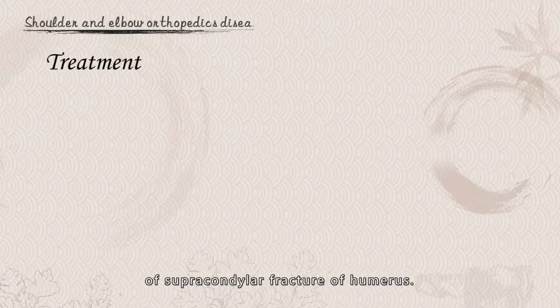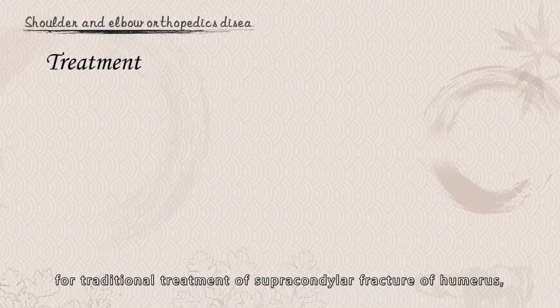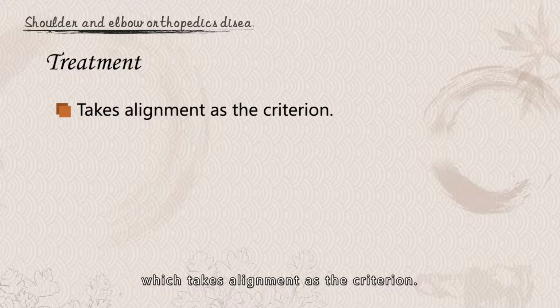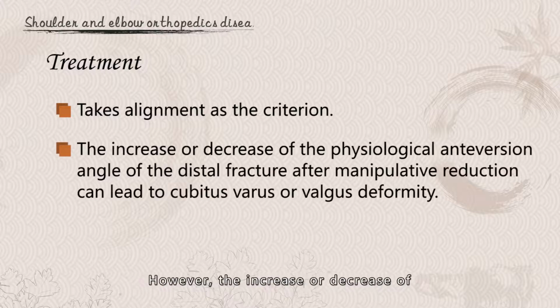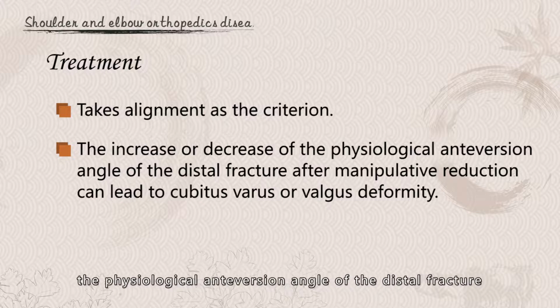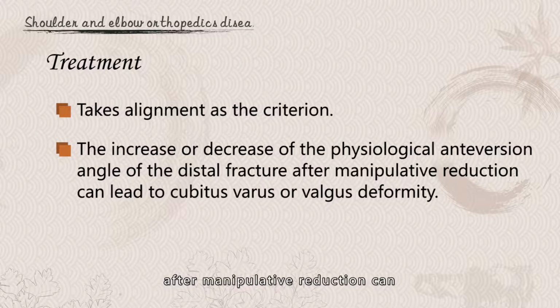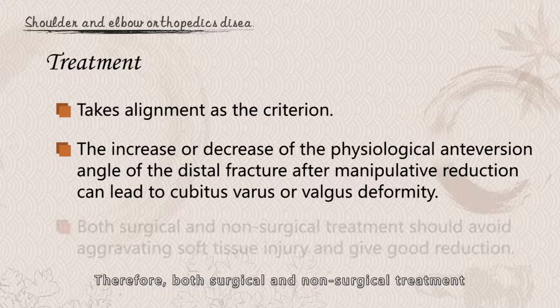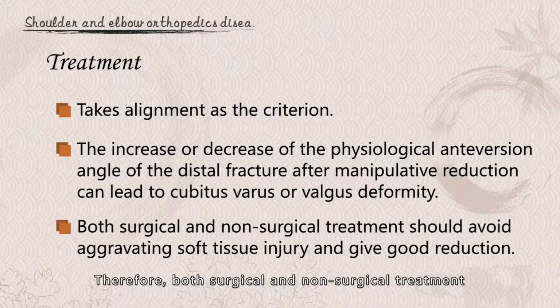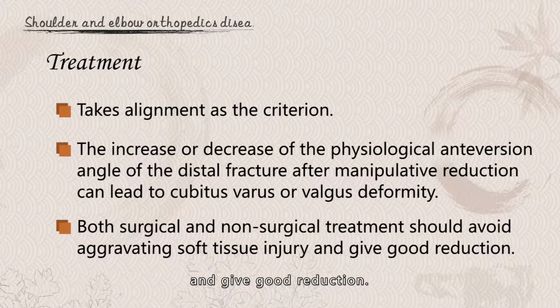Finally, it is the treatment of supracondylar fracture of the humerus. Anatomical reduction is mandatory in traditional treatment of supracondylar fracture of the humerus, which takes alignment as the criterion. However, the increase or decrease of the physiological carrying angle of the distal fracture after manipulative reduction can lead to cubitus varus or valgus deformity. Therefore, both surgical and non-surgical treatment should avoid aggravating soft tissue injury and give good reduction.